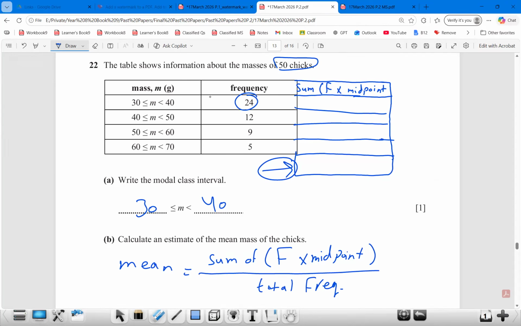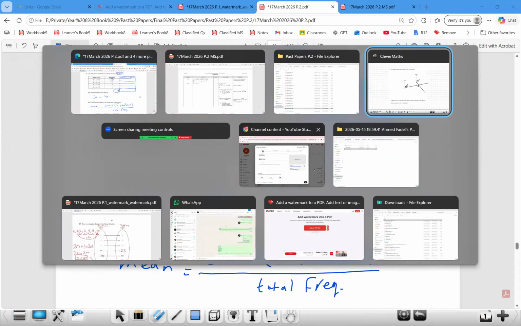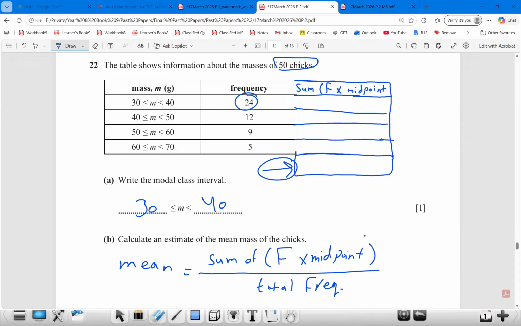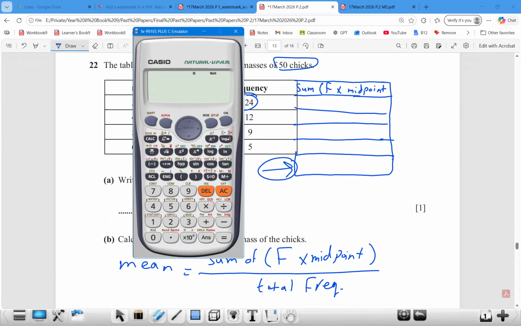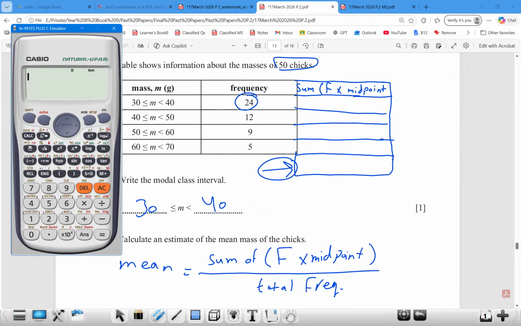All right, let's do this now. Midpoint 35 times 24. So 35 times 24. Again, I closed the calculator. So doing this, I'm going to do them all together to be honest with you, just to save time, but you can do 35 by 24, you write the answer here, 45 multiplied by 12, you write the answer, 55 multiplied by 9, you write the answer, 65 multiplied by 5, you write the answer, then you add them all up. This will give you the numerator of your fraction.